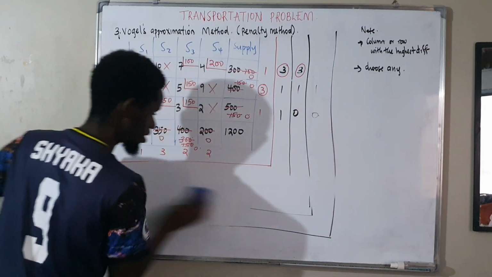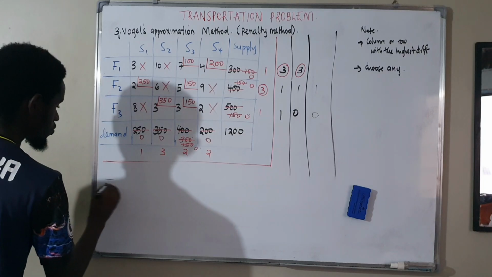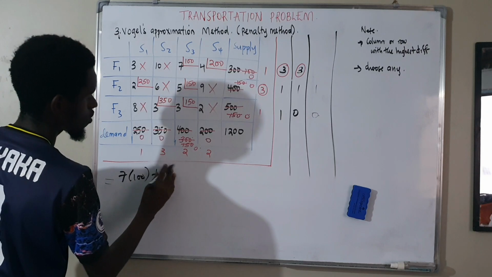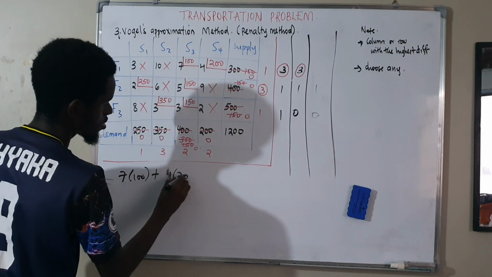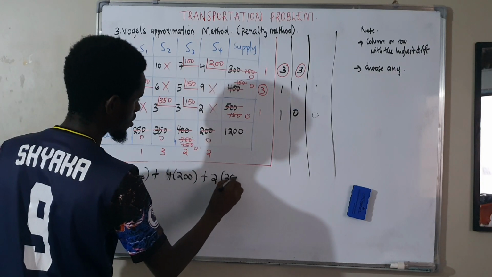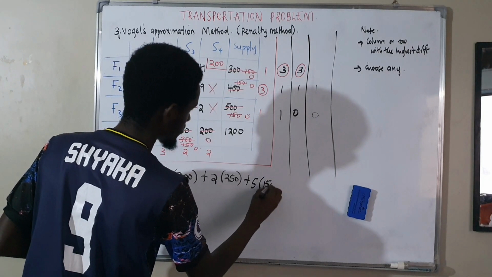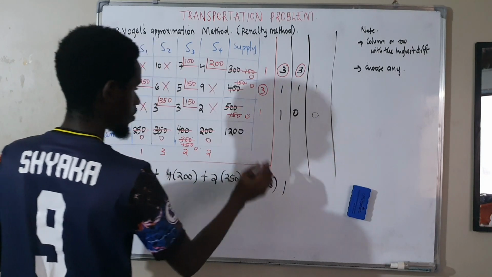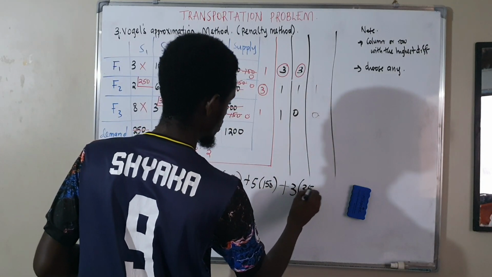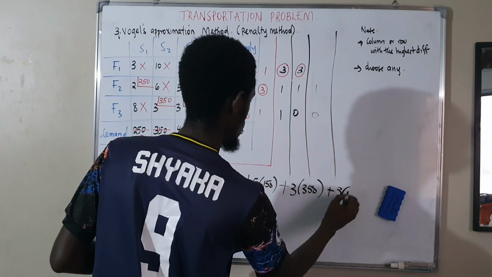Now, members, from here we can get our solution. Our answer is going to be 7 times 100, plus 4 times 200, plus 2 into 250, plus 5 into 150, plus 3 into 350, and then plus 3 into 150.